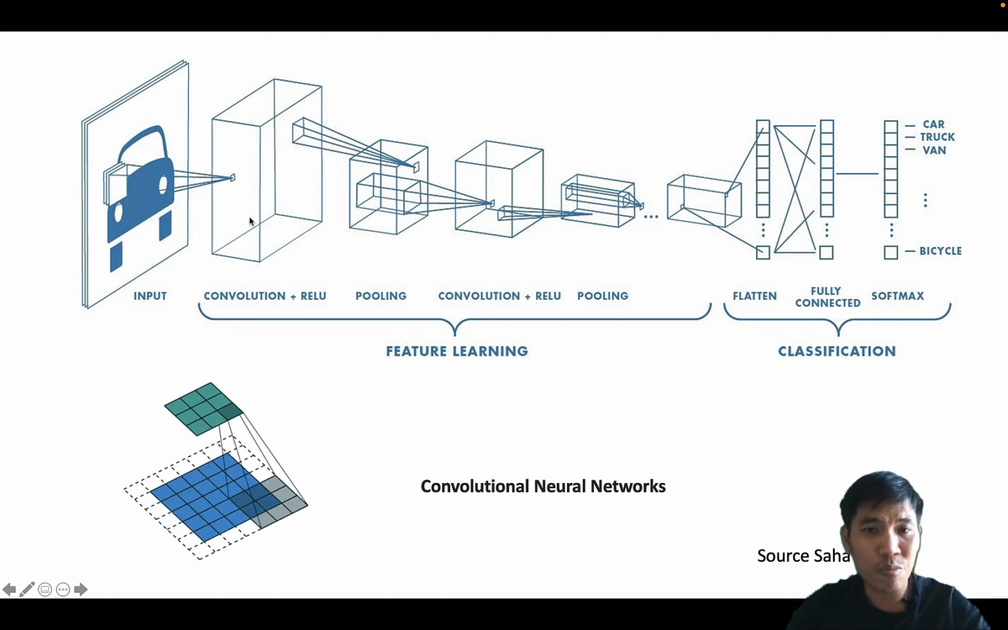And after that, you pooling, then torch and pooling, and using the torch also and pooling. After that, this is so-called feature engineering, which means these features can be used for classification. And after that, you send these features into the deep neural network here, and you can classify whether this picture is a car, truck, van, or bicycle.